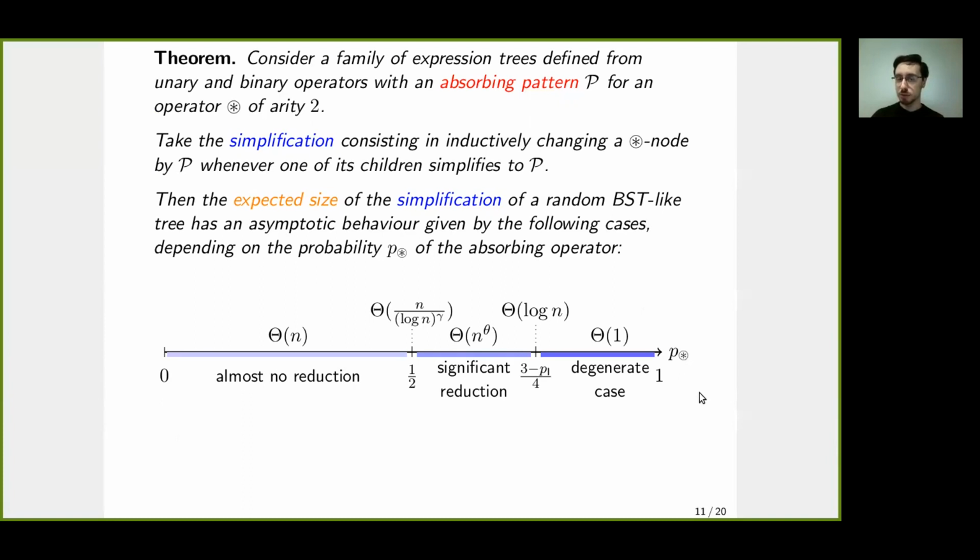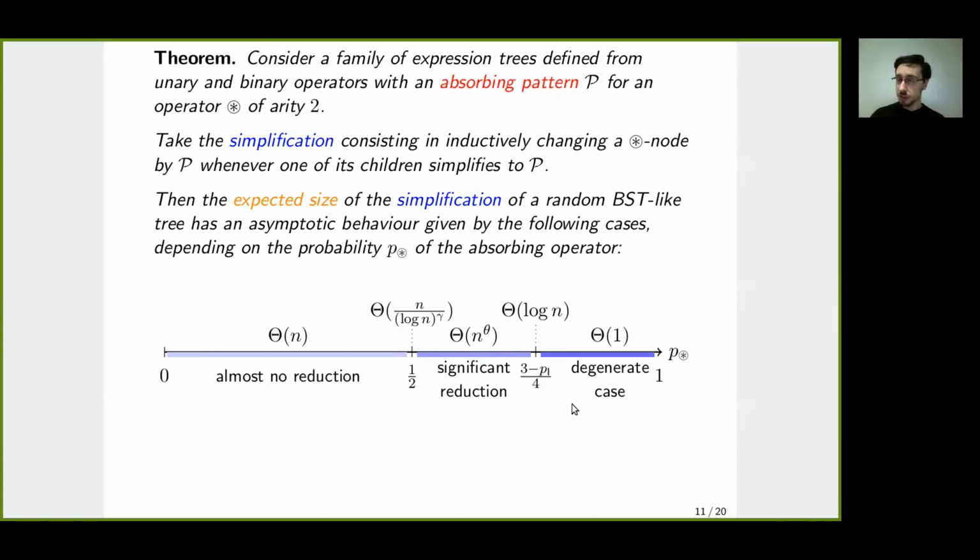So if the probability of the absorbing operator is less than 1/2, we have almost no reduction. So we have a tree with n nodes, and we expect on average the number of nodes of the reduced tree to be still linear. For 1/2, there's a little reduction going on, so there's a log term in the denominator, but it's still roughly linear. And if we go a bit further up, we get to the sublinear case we had seen, and so there's like a square root of n, so there's a significant reduction going on.